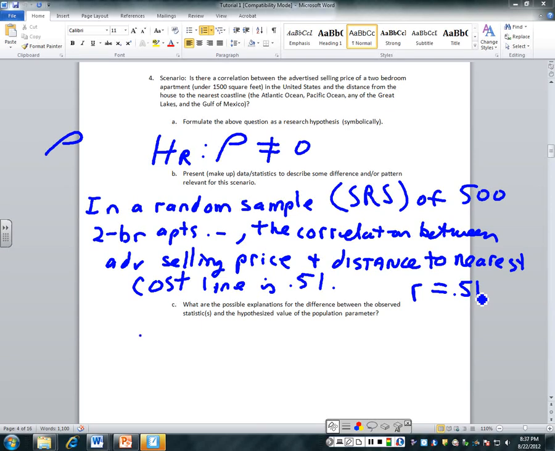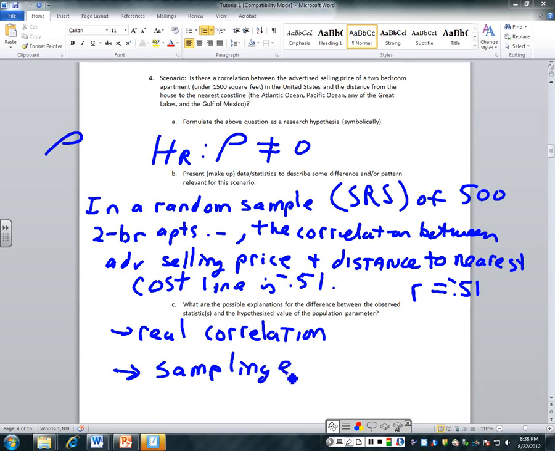One of those is that there's a real correlation or a real effect, which would mean that, I should have said here, minus 0.51 would be more realistic there, that the further you get away from the coastline, the lower the price of your house. I think there actually might be some truth to that. So that could reflect a real correlation, or it could just reflect sampling error, which just means that if I took another sample of 500, I would not get minus 0.51, I would get some other number.